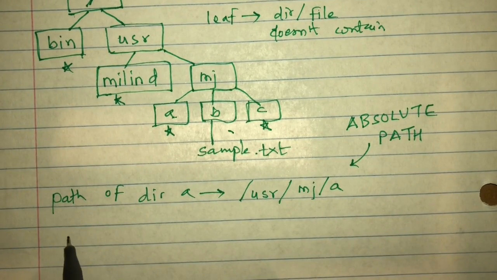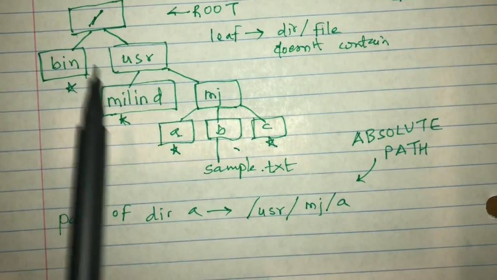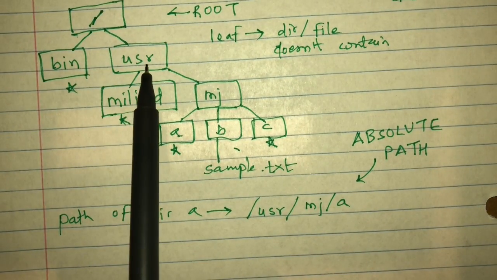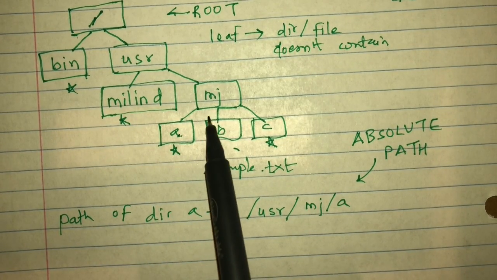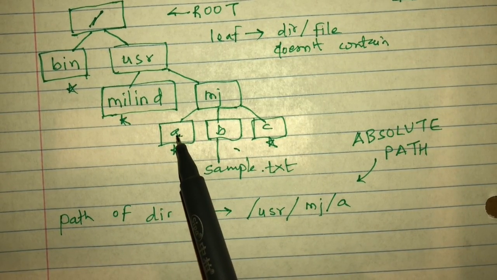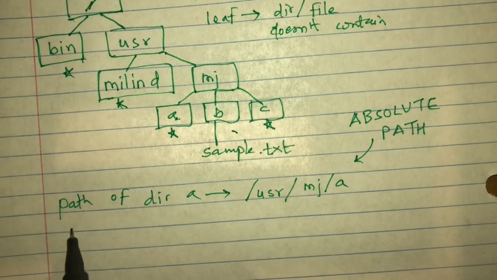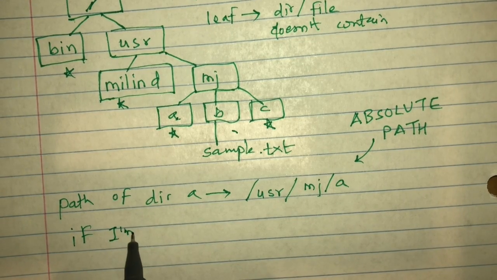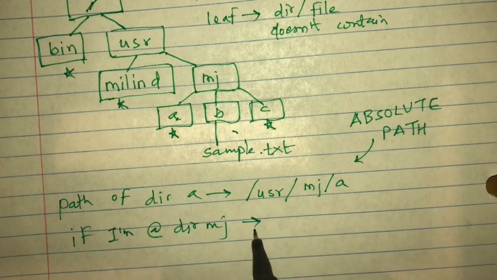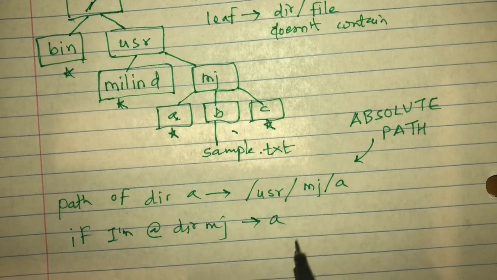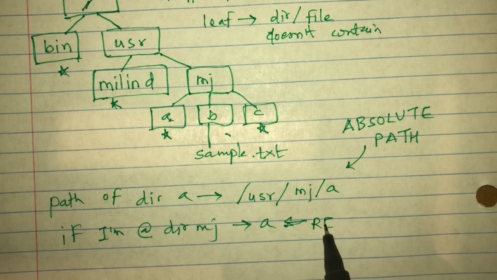Now, let's say I am at directory MJ. I don't need to go again to the root directory, then come again to USR, then MJ and then A. I will just say the path of directory A is under me. So if I am at directory MJ, then the path of directory A will be just A, and this is called a relative path.